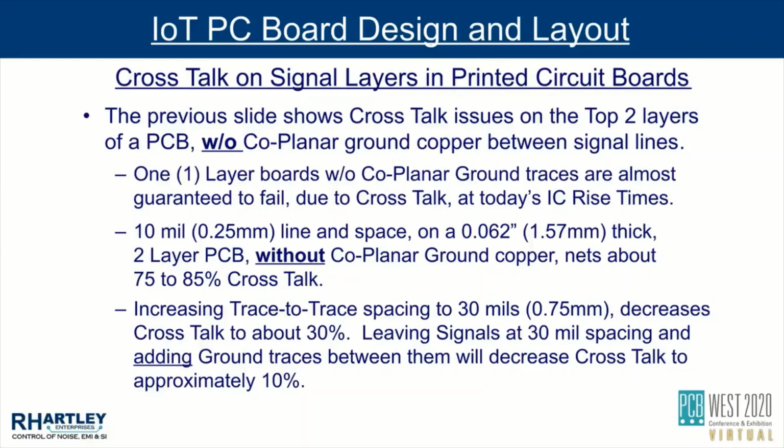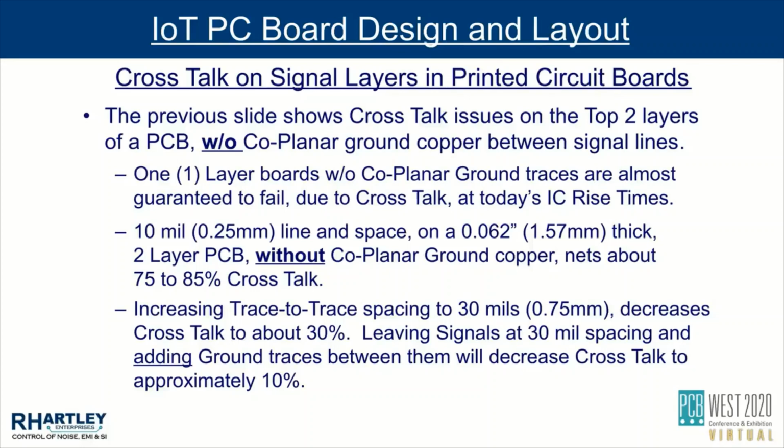A pipe above a ground plane on layer 2 without coplanar ground copper is going to give you crosstalk on the order of 75 to 85%. Really, yes. Crazy, isn't it? Thick boards, even with a ground plane on layer 2, generally have high crosstalk.